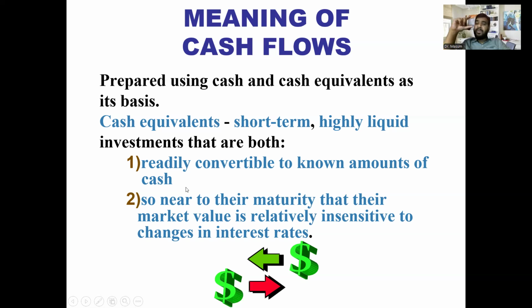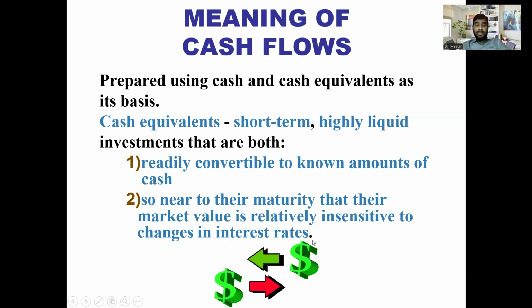Say, for example, if you have an FDR or Sanchayapatra, can you convert it any time? Anytime you can convert it, maybe you will not get the interest. When you are converting an FDR into cash, the FDR is readily convertible. So that is also equivalent to cash.